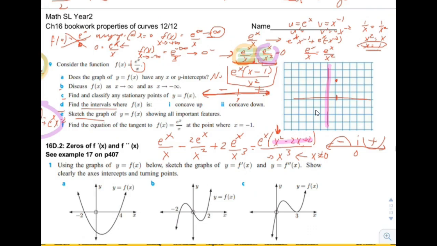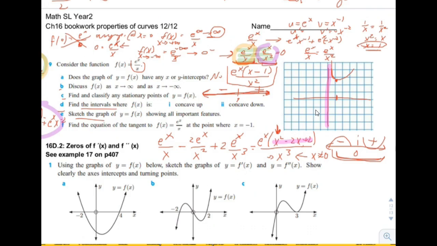And the slope to the right of 1 is going to be positive, so it's going to go up. And to the left of 1, it's negative, so it's going to go down like that. But there's an asymptote, so we know that it goes up like that. And then if we look at the concavity here, to the right of 0 it's positive, and to the left of 0 it's negative.